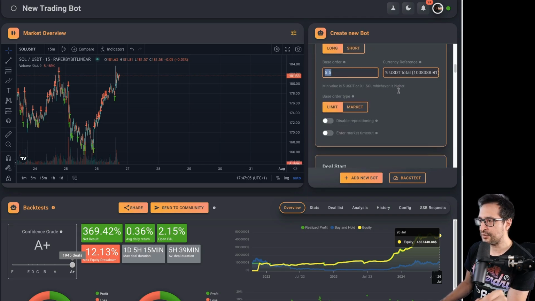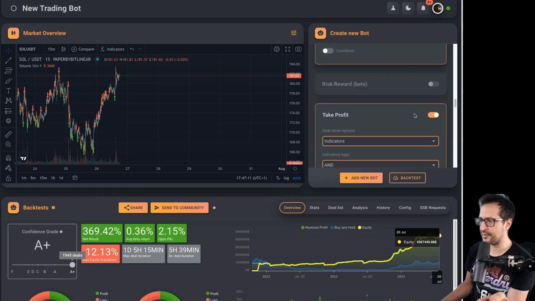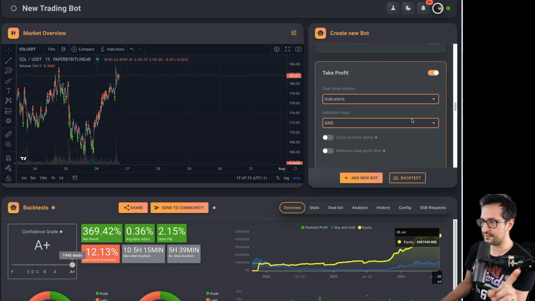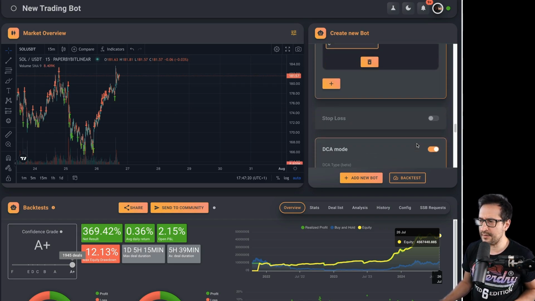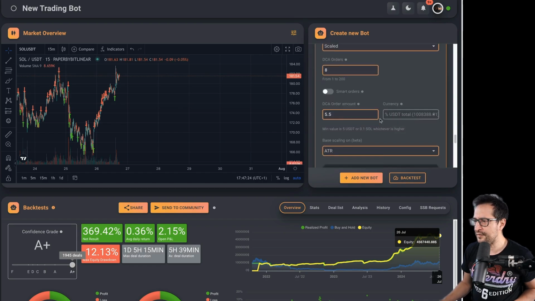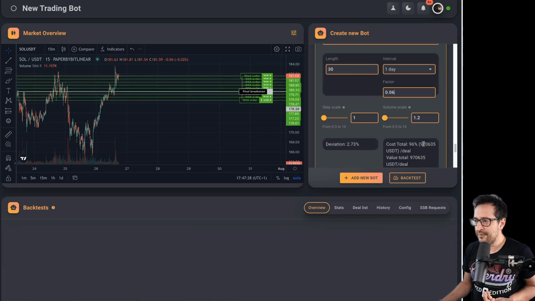So let's go from the top and confirm that. Around 5% of the base order, same entry, yes. No cooldown, one deal at the same time. Indicators is crossing up 90 again here. DCA mode, 8 safety orders, ATR 0.06. So this is the same as before, just that the sizes were changed.